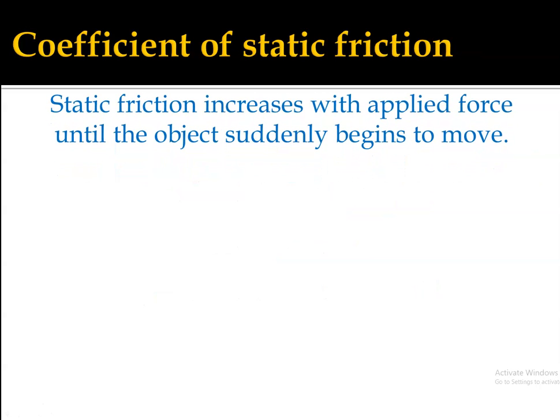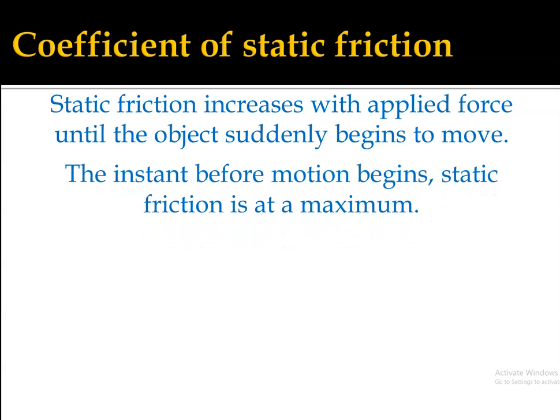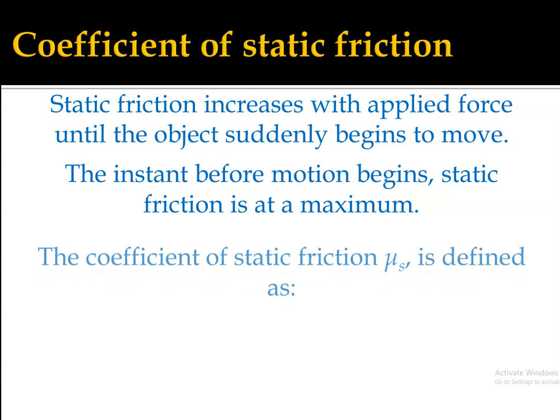So now we're going to look at this thing called static friction. Static friction is the force you have to overcome when the object is sitting perfectly still and you've got to get it moving. So static friction increases with applied force until the object suddenly begins to move. The very instant before motion begins, the value for static friction force is at a maximum.